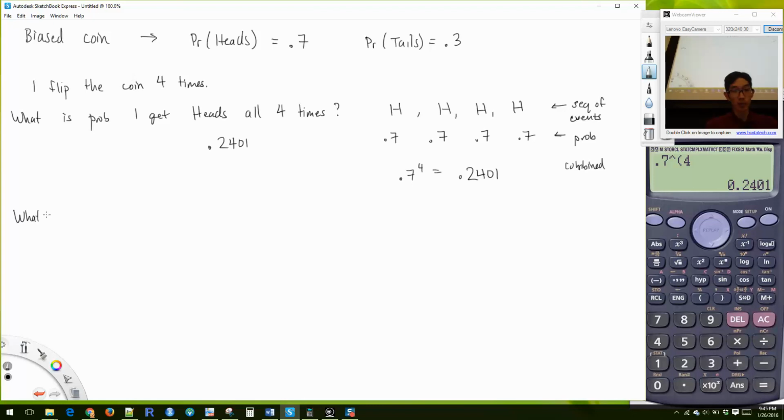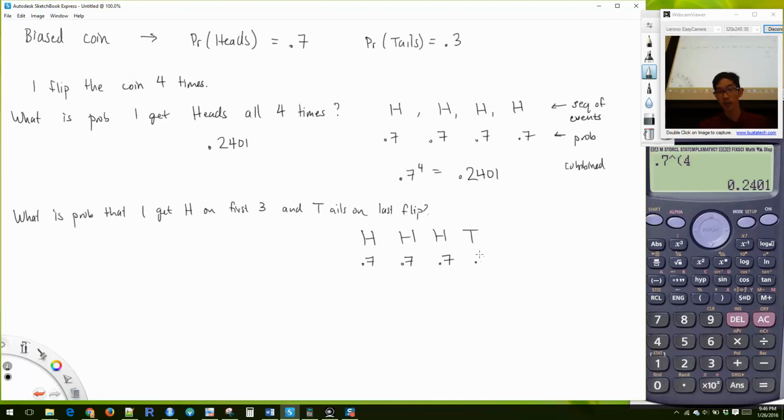What is the probability that I get heads on the first 3 and tails on the last flip? Okay? So what's the sequence that must happen here? It must go... Sometimes I feel like I'm talking to myself. Heads, heads, heads, then tails, right? Okay, and the probabilities associated with it are going to be 0.7, 0.7, 0.7, and 0.3, right?